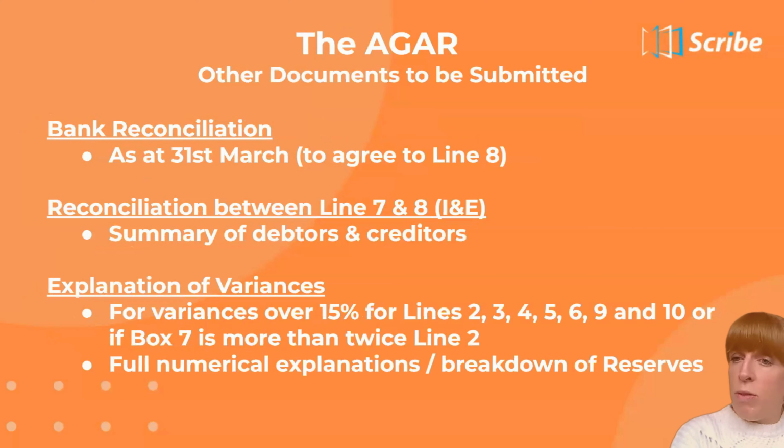And you will also need to review whether you need to explain any variances. This is based on the current year compared to the prior year, and variances over 15% for lines 2, 3, 4, 5, 6, 9 and 10, or if box 7 is more than twice line 2. Now, do check the specifics of your external auditor, because we have found in recent years that what the different external auditors ask for in terms of the variances all vary slightly. So what PKF are asking for.